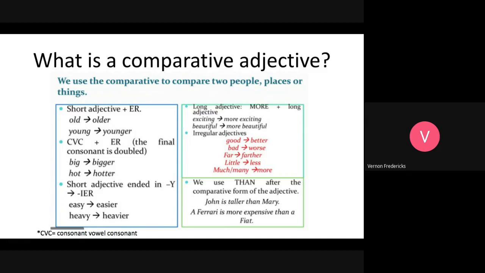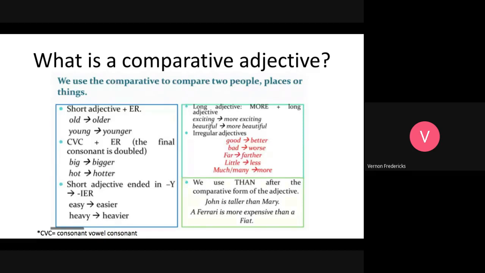Okay, point number three. Short adjective ending in a Y. We delete the Y and write I-E-R. Easy, easier than. Heavy, heavier than. Happy, happier than. Delete the Y, we write I-E-R. Pretty, prettier than. Delete the Y, I-E-R plus than.